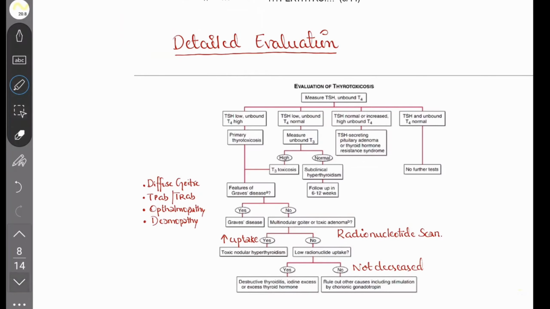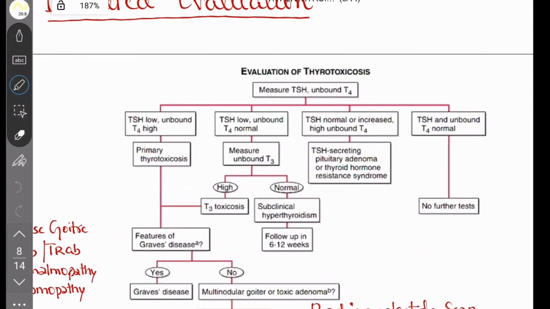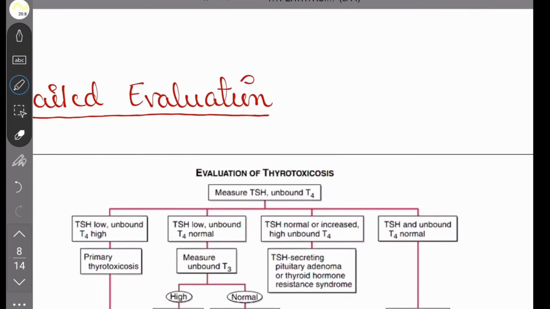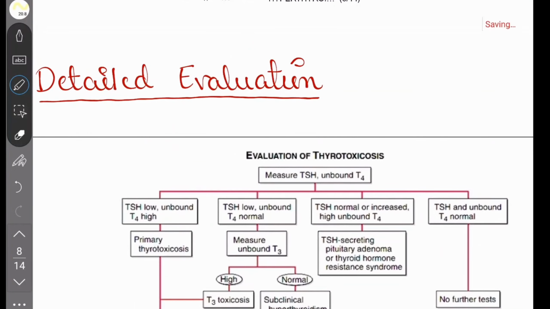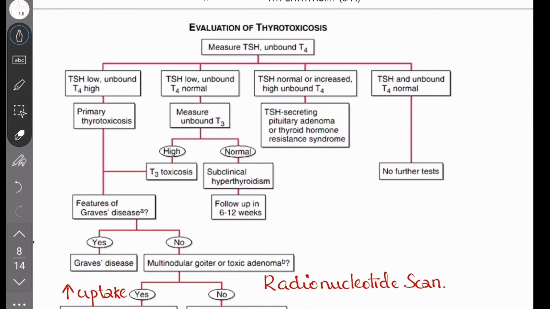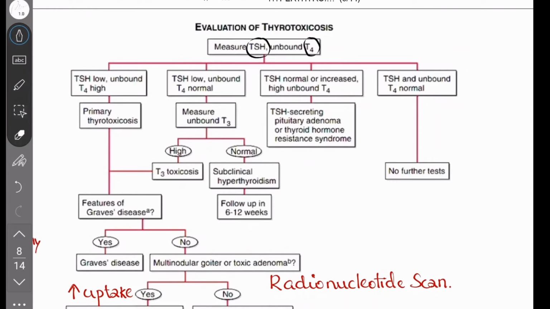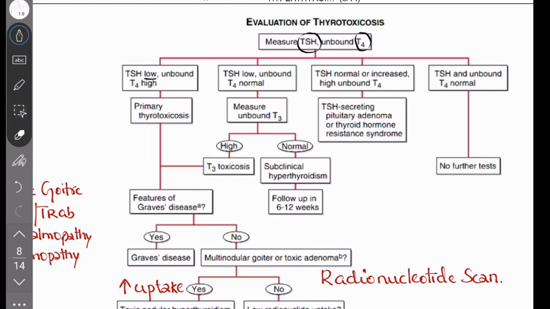Okay. Now we'll come to the detailed evaluation of thyrotoxicosis. On detailed evaluation, what we first measure is TSH and free T4. If the TSH is low and the free T4 is high, okay, what does it mean? It means that it is a primary thyrotoxicosis. The problem is within the thyroid gland.